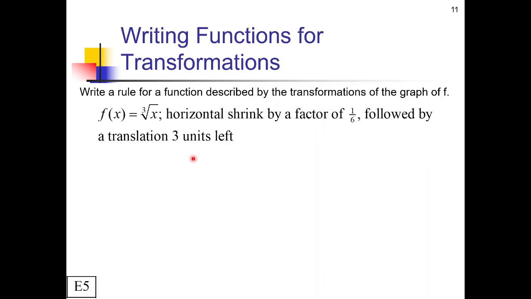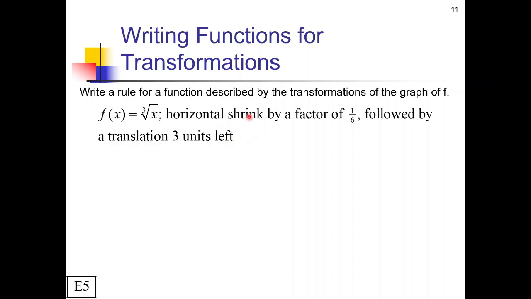For this problem, they want us to write a rule for what the f of x function is going to turn into after these transformations. We've done these types of problems before. The best way to do these, in my experience, is just to create a new function for each individual transformation and just do it one transformation at a time. So maybe make a g function that does this first one, then an h function that does this next one using the g function. So pause the video and give this one a shot.